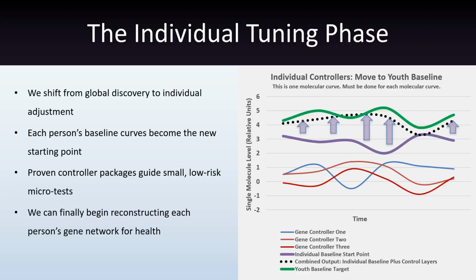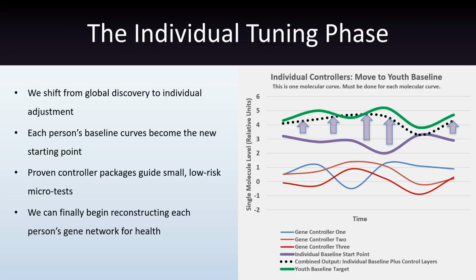The individual tuning phase. Once the most effective controller packages have passed full power testing, we can finally return to the individual scale. The hard work is already done. We've mapped the behavior of thousands of controllers across millions of microtests, and we know which combinations are safe, stable, and reliable. At this stage, tuning becomes more focused. Each person's baseline molecular curves become the starting point, and the target is the youth baseline, recorded from the global pool of 20 to 25-year-olds.